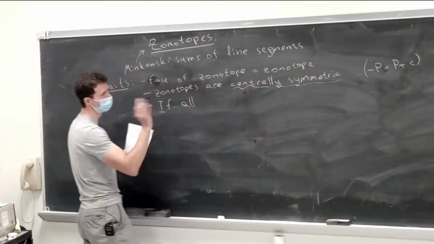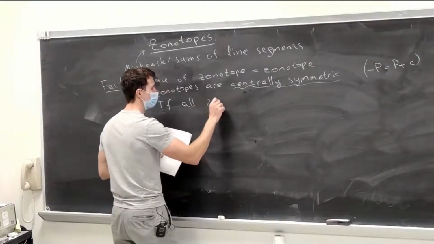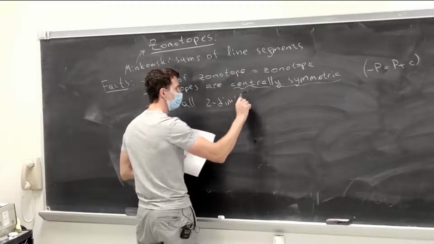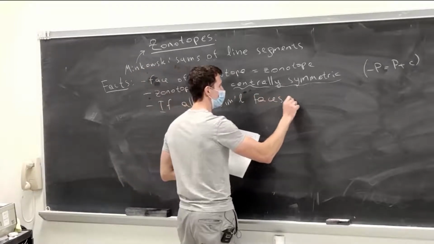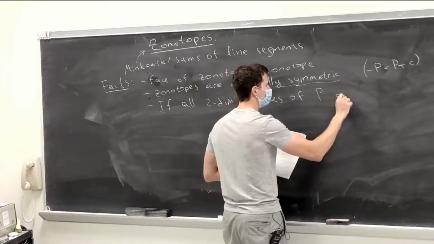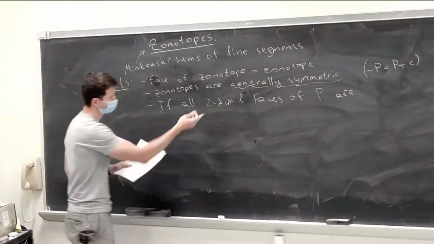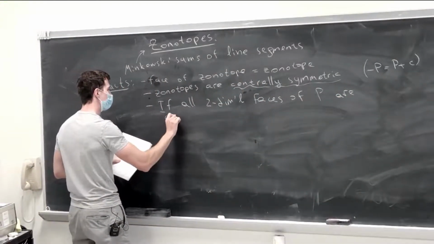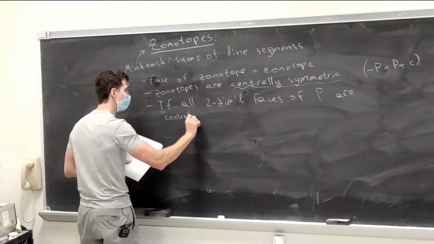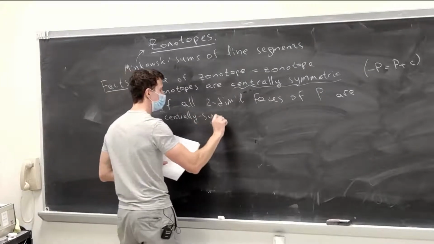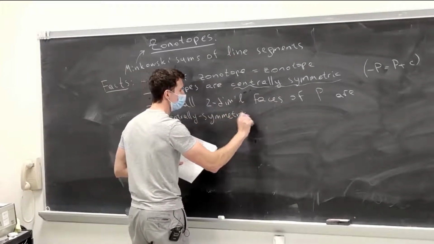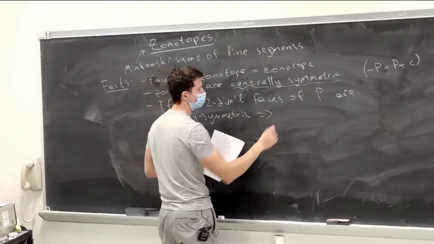you can just look at two-dimensional faces. If all two-dimensional faces of P are centrally symmetric, these are polygons, right? Centrally symmetric, then P is a zonotope.